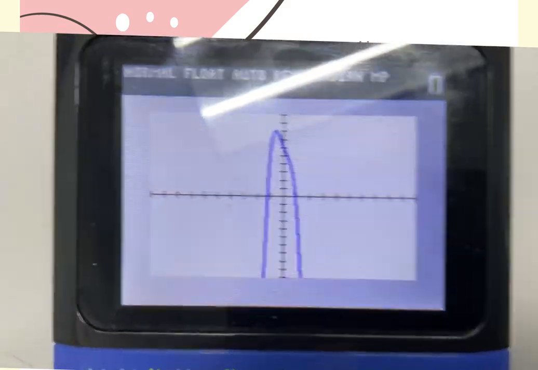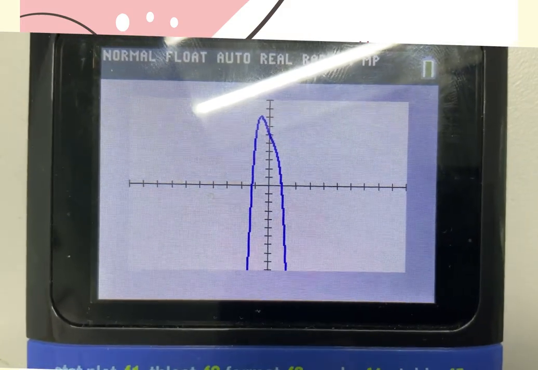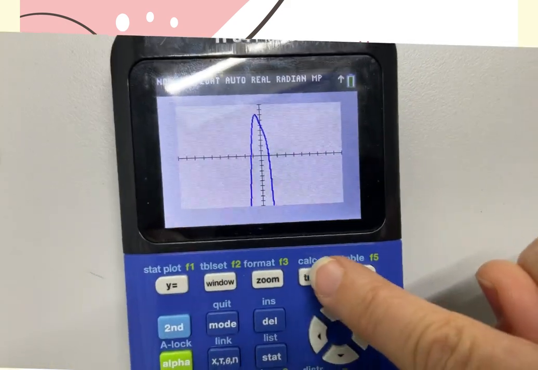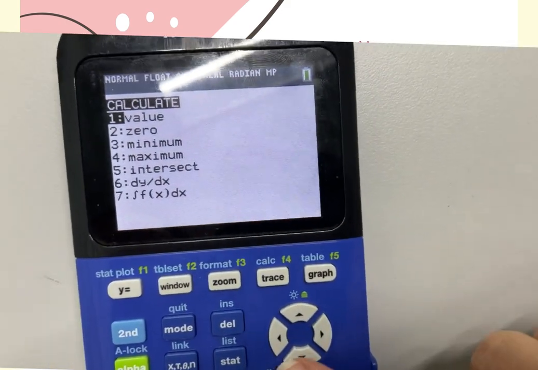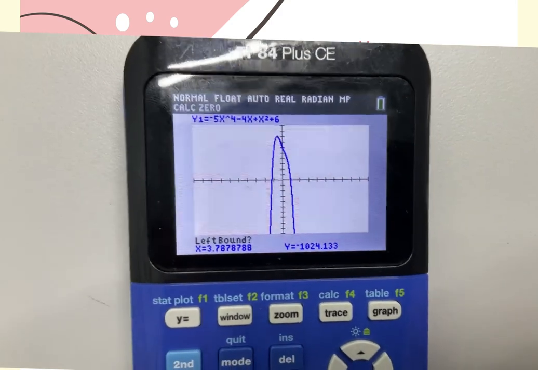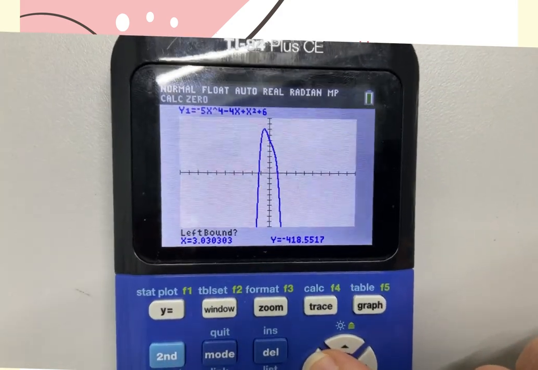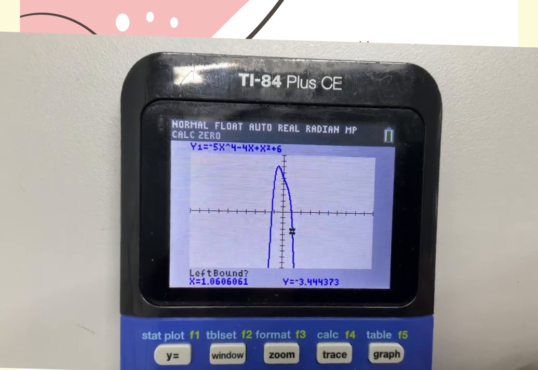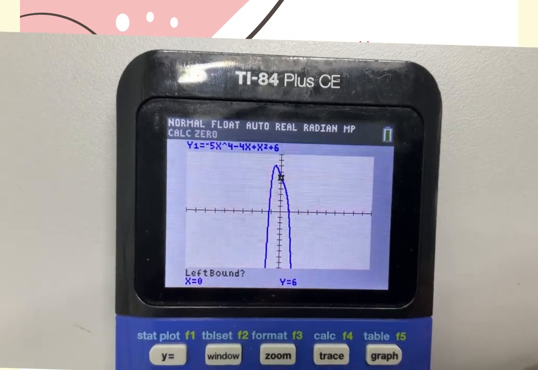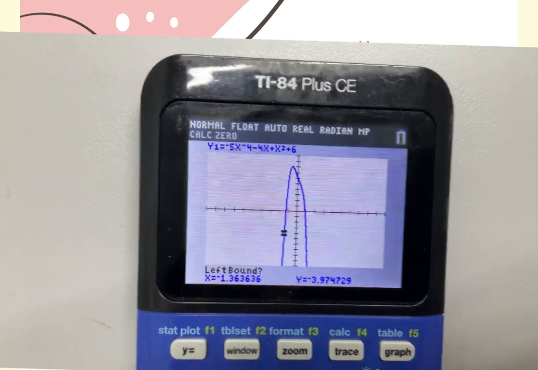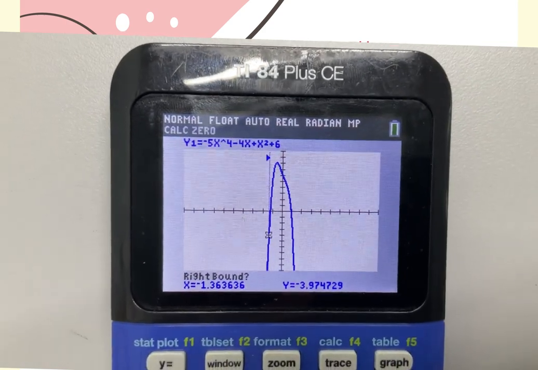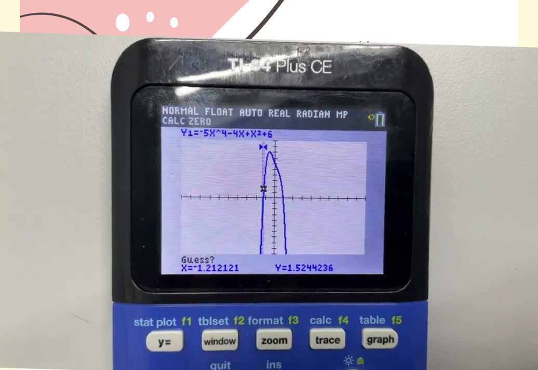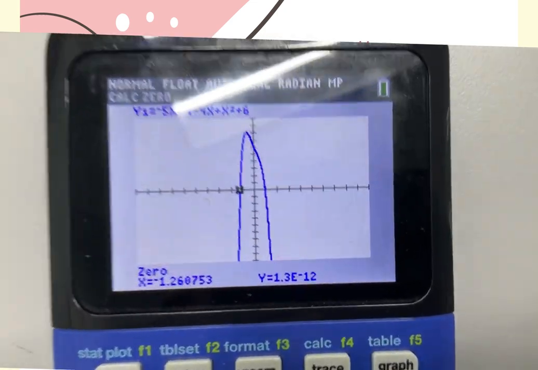Then when you graph it, just from looking at this, I know there are 2 zeros. I got to find both. So I'm going to go second, trace, and I'm going to go to 0, which is 2. And I can go to the one on the left first. It's asking me to go left of whatever I want to find. So I'm all the way to the right. You can see my y changing. I'm going to go left of it. Left, left, left. That is left of it. Hit enter. Go right of it. That's right of it. I hit enter. And then guess, I hit enter. And there's my first coordinate point.